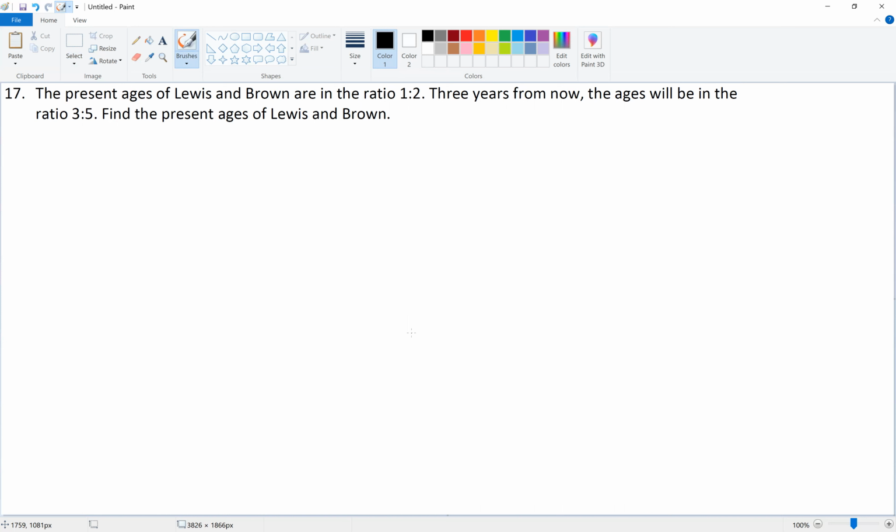I got Lewis was 6 and Brown was 12. What did you do? I don't have what I did in my book. So how did you get your answer?